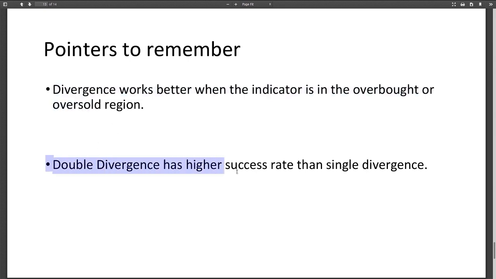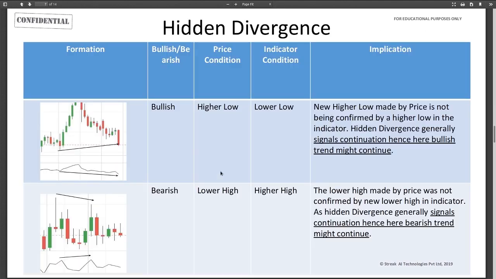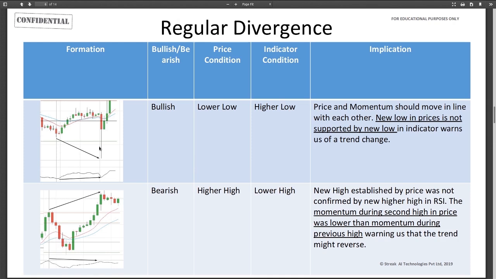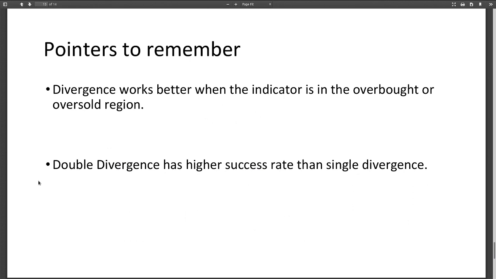And double divergence has higher success than single divergence. Now what does double divergence mean? Let me showcase here. This is a single divergence because it has happened only once. Now if there was one more low like this here, and if I can find some more indicator lows showcasing the same trend, if I extend this line, the same slope, then it has much higher chances of succeeding compared to a single divergence. So that is about RSI divergence.